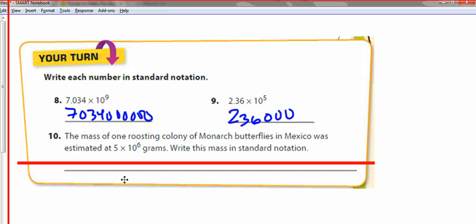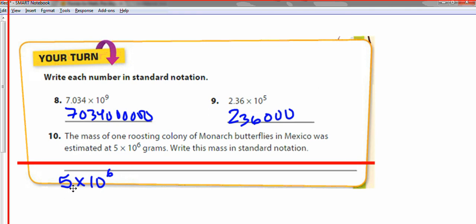And then finally, again, a word problem doesn't mean anything. It's just a different way to represent the situation. The mass of one roosting colony of monarch butterflies in Mexico was estimated at 5 times 10 to the 6 grams. Write this mass in standard notation. No problem. The problem started with 5 times 10 to the 6th. We know we have to move it 6 times to the right because it's a positive 6.